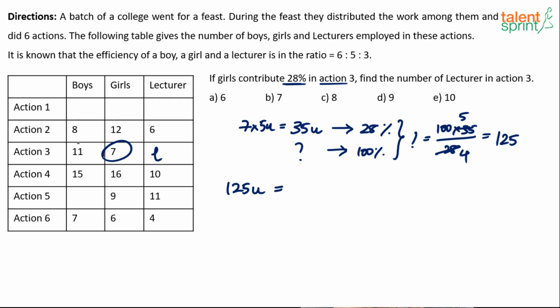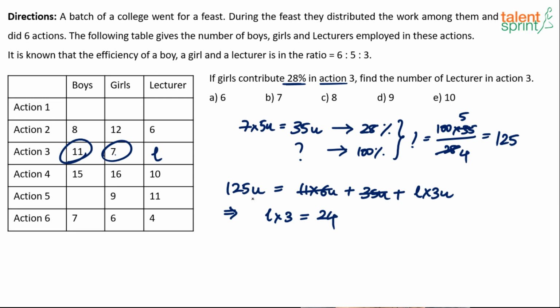Now balance it. 11 boys into 6 units per day, so 11 into 6. Plus 7 girls into 5 units per day. We have already done that, 35 units. Plus L lecturers into 3 units per day. So how much will that be? 66 and 35 is 101. So L into 3 is equal to 125 minus 101, which is 24.